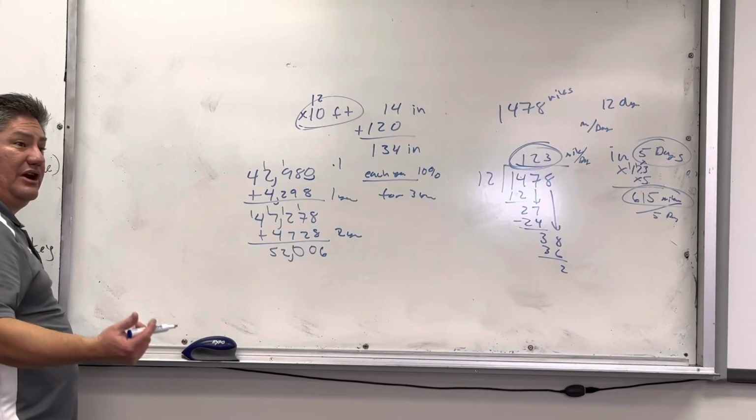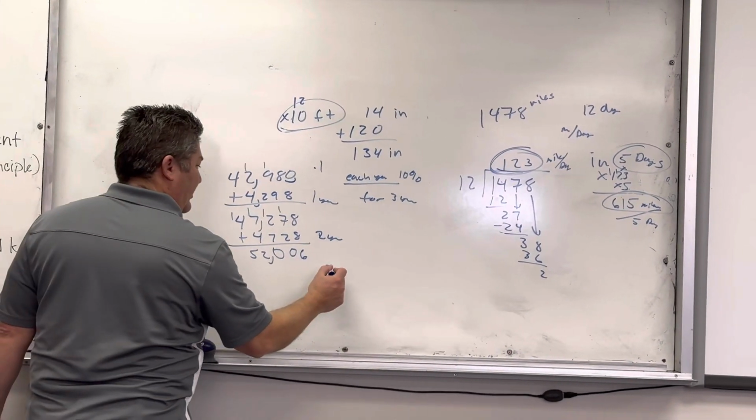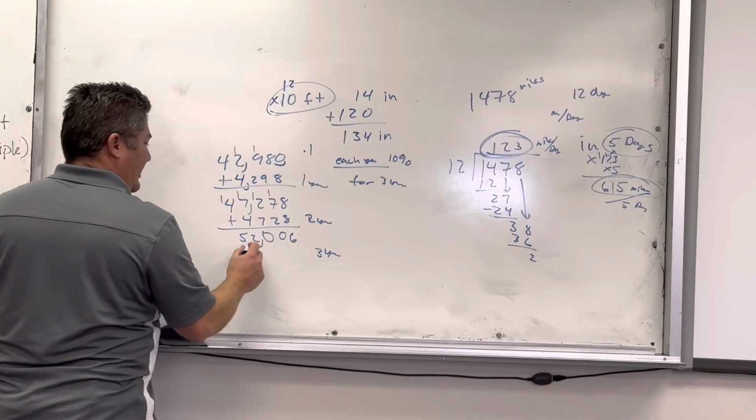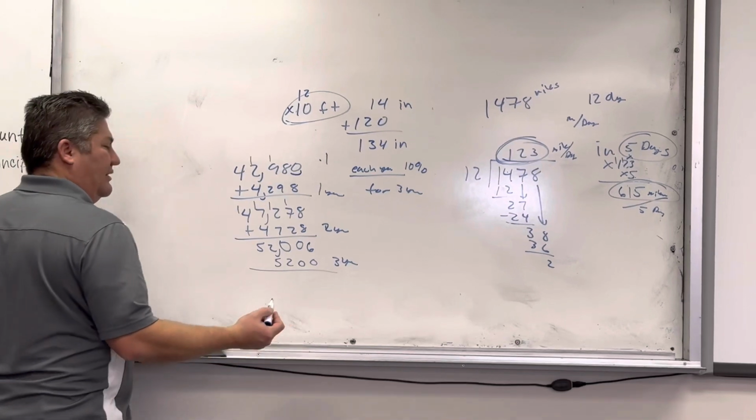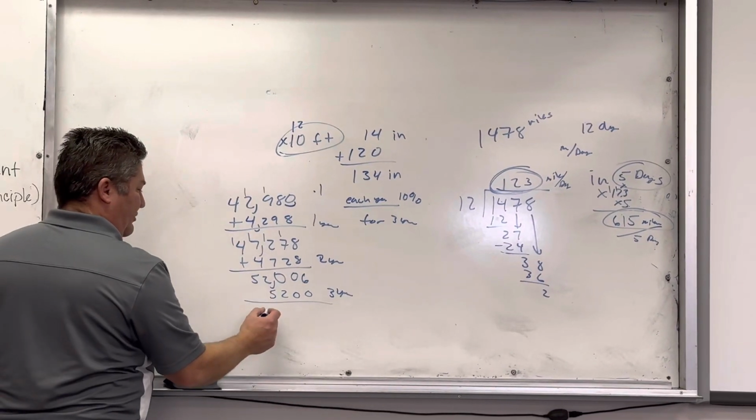I got to do how many more years? 1 more year. So 3rd year, 10%. Again, I just move the decimal. 5200. Okay. And I add those together and I end up with what?